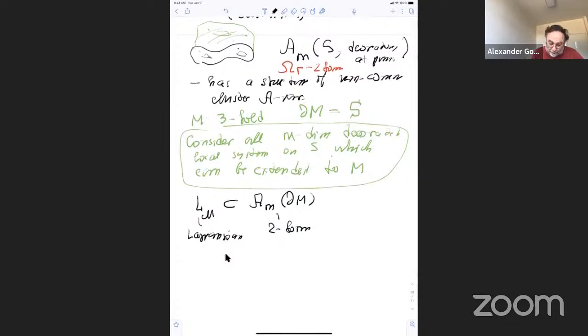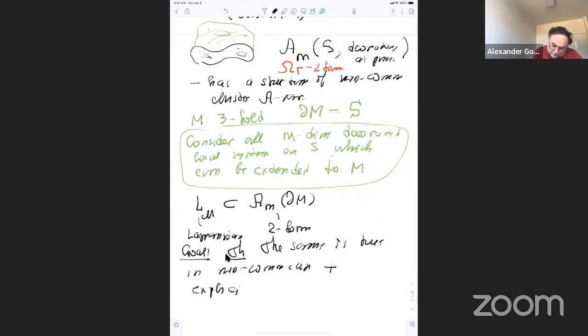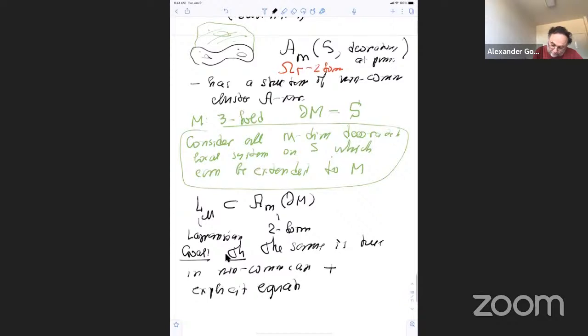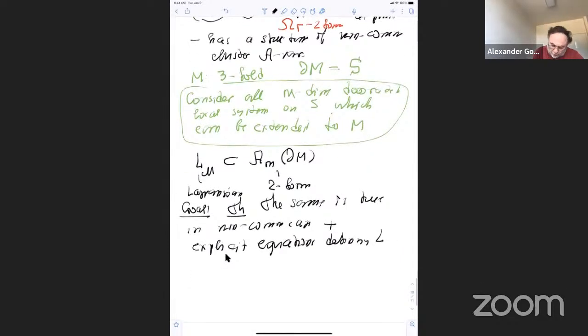So what I want to do, my goal, is to have a theorem that the same is true in the non-commutative case, and better than that, that there are some explicit equations defining this L. So this is actually nice even in the case when it's commutative. Now let me explain how to do this.